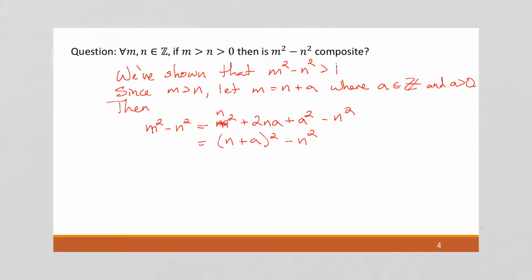Okay, I'm regressing. We need this other one. n squared plus 2na plus a squared minus n squared. Well, what do we see here? We have 2 n squareds, so we can cancel them out. And we're left with 2na plus a squared. What can we do there? Well, I can factor out an a.